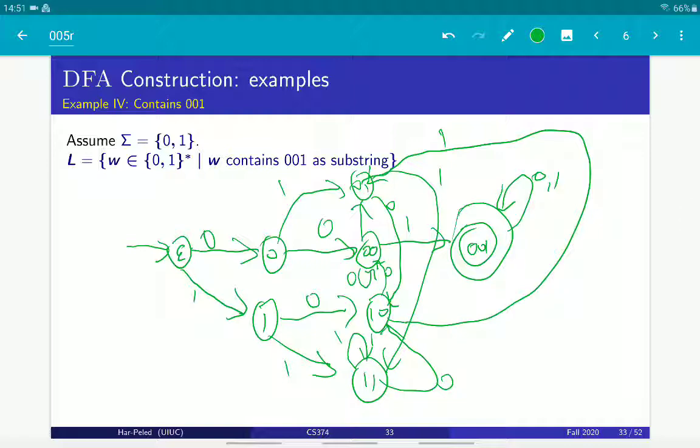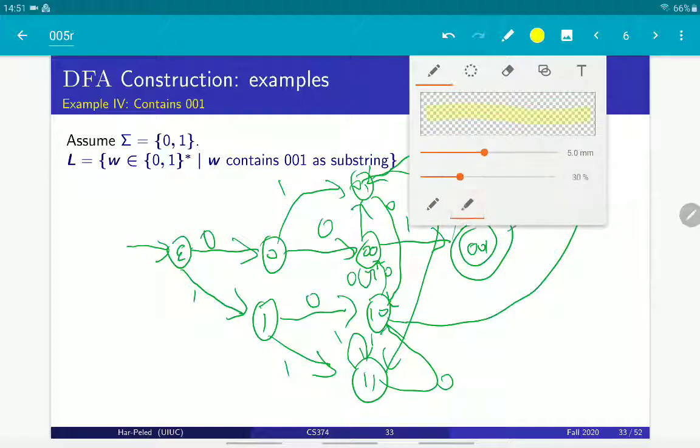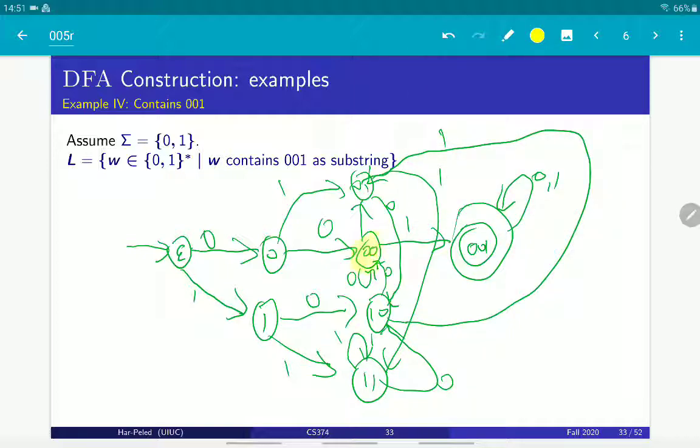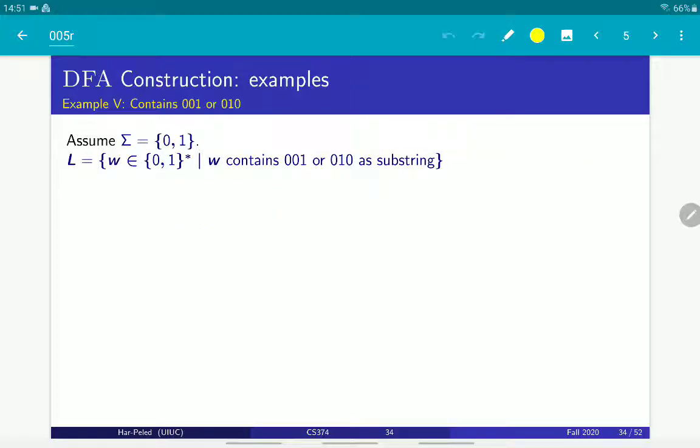Essentially, to get to 0, 0, 1, it must be that the last 2 characters we see are 0, 0. We must have seen 0, 0 in the last 2 characters, and then we get the 1. And the rest is just a mechanism to remember the last 2 characters until this good event happens. So that's the solution for this.